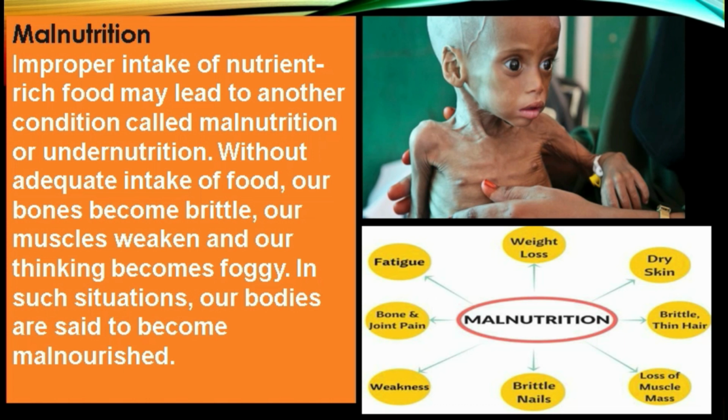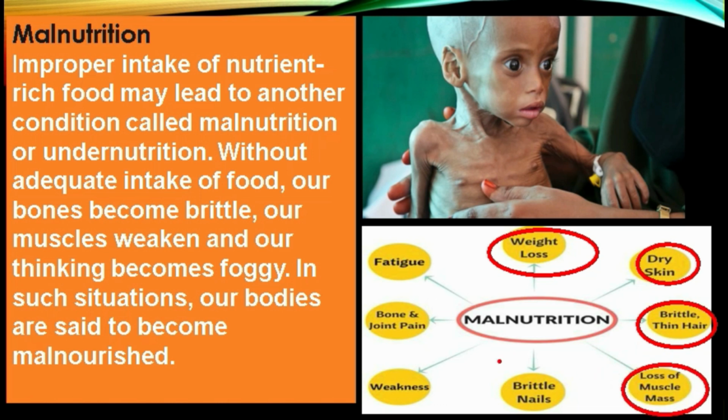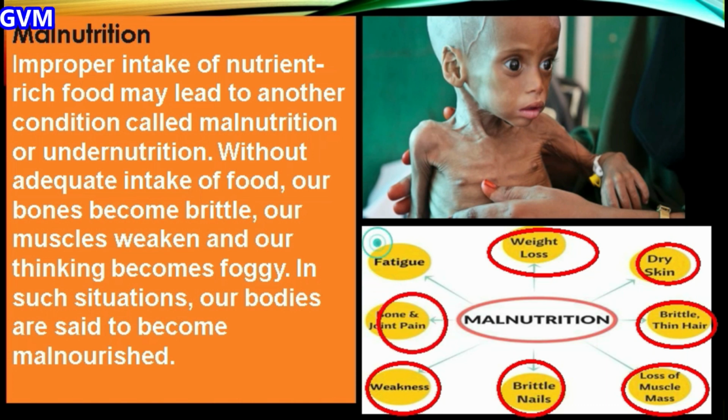Students, when a person has too little food, a limited diet, or a condition that stops their body from obtaining the right balance of nutrients, it can have a severe impact on their health. In some cases, this can become life-threatening also. Students, malnutrition causes weight loss, dry skin, brittle thin hair, loss of muscle mass, brittle nails, weakness, bone and joint pain, fatigue, means to say you easily get tired.